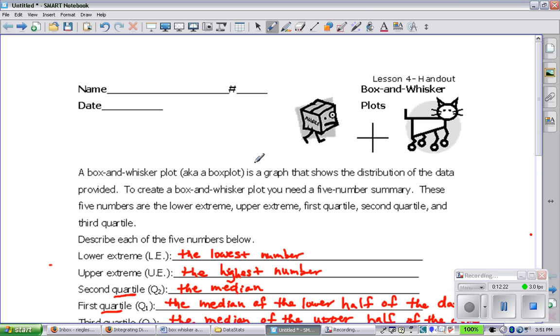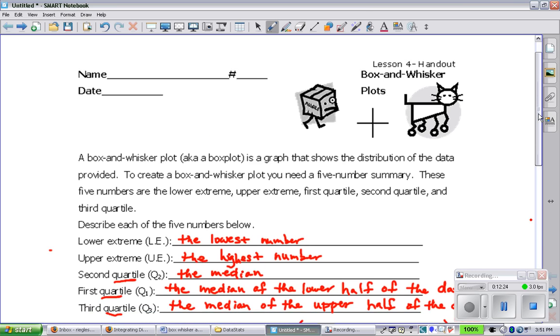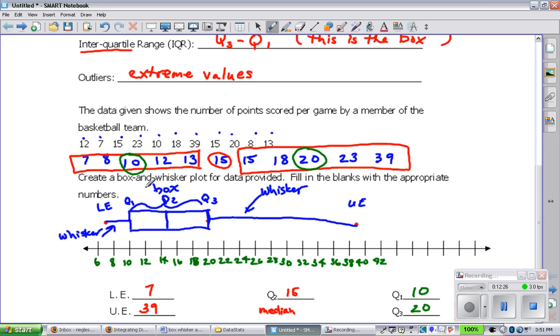Well, if you look at the actual graph and look at the physical aspects of it, you actually have 4 sections. You had 5 key numbers, LE, Q1, Q2, Q3, and UE, but there are 4 sections. From here to here is one section. From here to here is another section. From here to here is a third section, and then from here to here is the 4th section. So there are 4 sections or pieces which make up our quartiles.